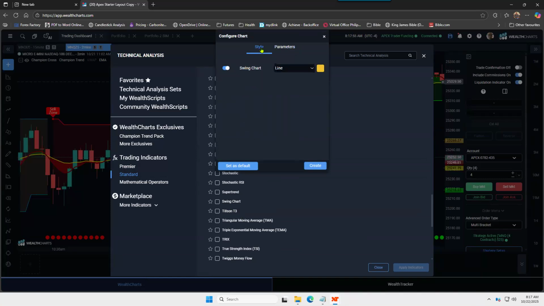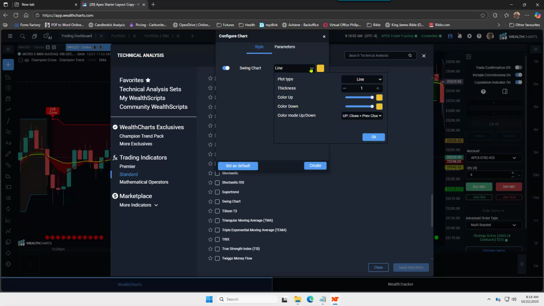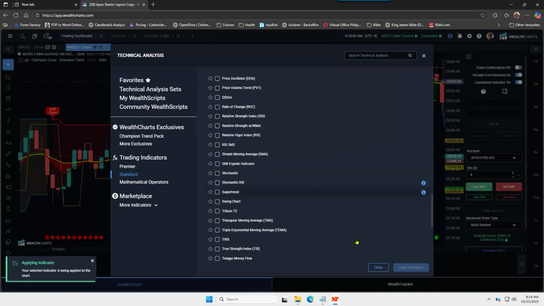Okay, let's see what the style is. Okay, that's the line. Yeah, that's fine. You can do it that way. You can see what it looks like. Okay, create. So that's your swing.